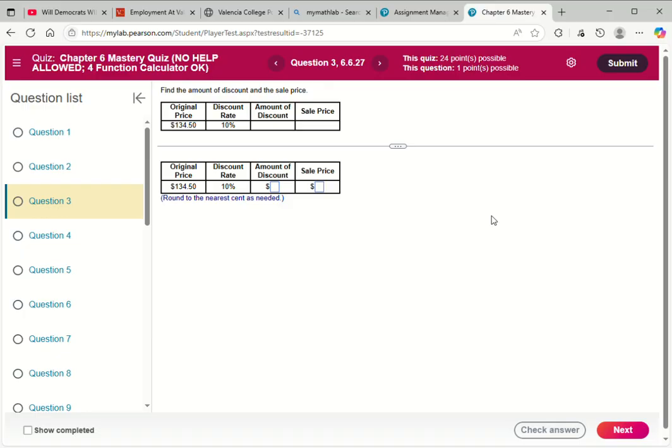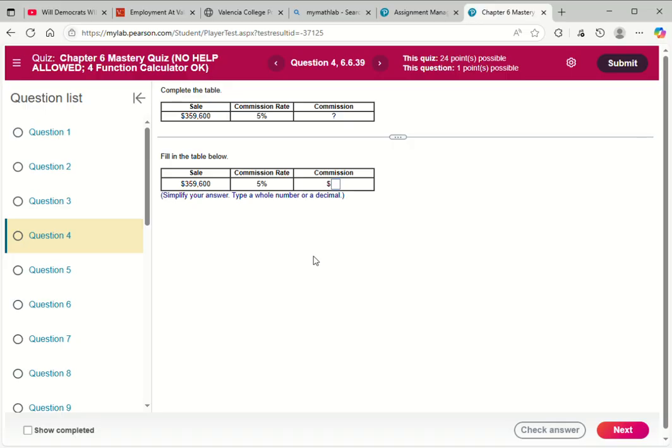Question 3 says, find the amount of discount and the sale price. So there's a table that says the original price is $134.50. The discount rate is 10%. So then you need to find the amount of the discount and then find the sale price.